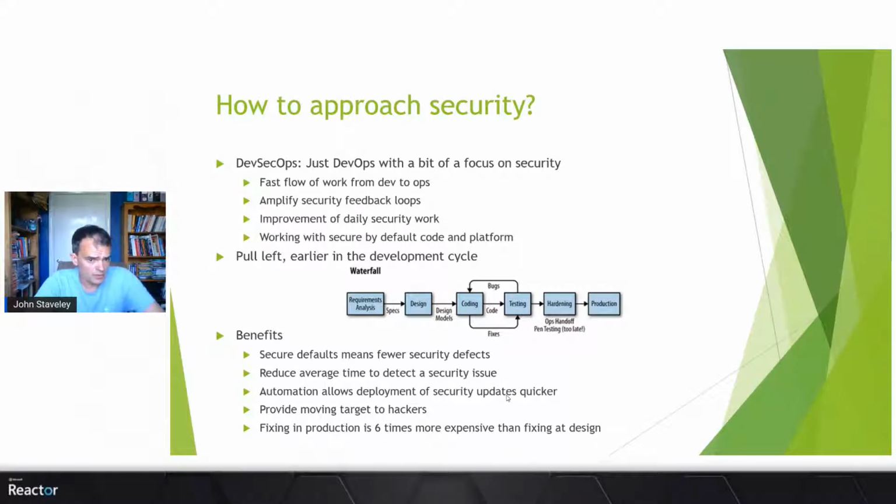We want to pull it earlier, left in the development cycle. So a waterfall process typically looks like requirements, analysis, design, coding, testing, hardening, and production. And then you think about maybe doing a pen test. But really, what we want is security in the requirements phase, security in the design phase, security in the coding phase of every feature that we're delivering, not just at the end of a sprint or maybe after 6 months.